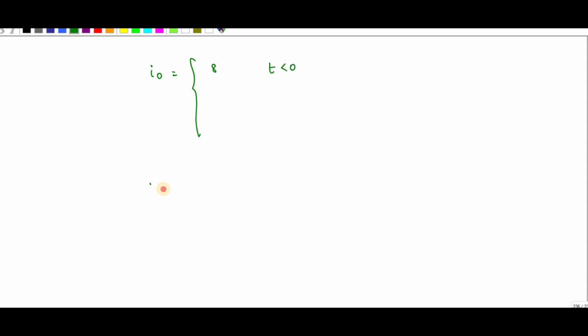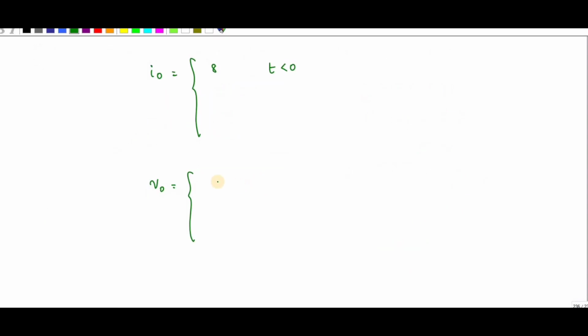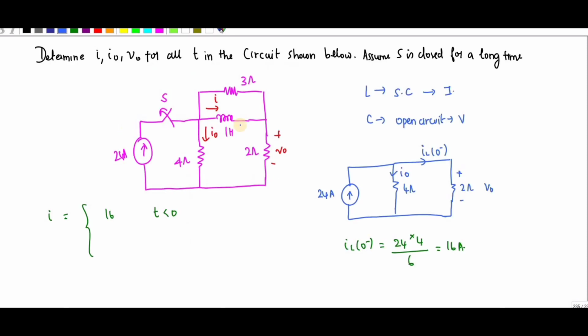So what is the value of V naught? V naught is equal to 16 into 2, which is 32. So we get 32 when t less than 0. What is the next condition? The next condition is the switch has to be open. If the switch is open, this 24 volt source is not connected to the circuit.